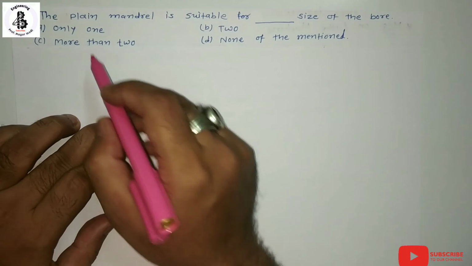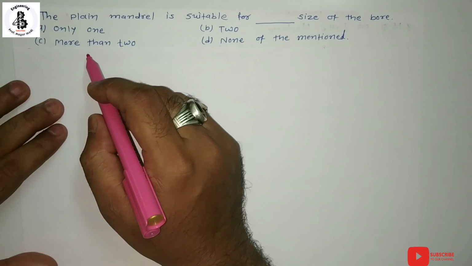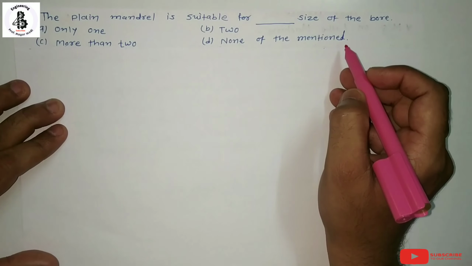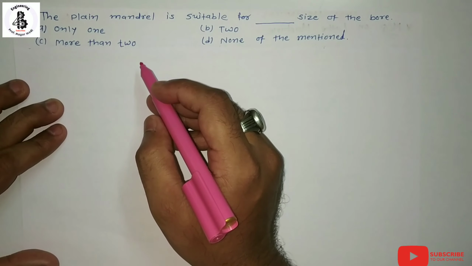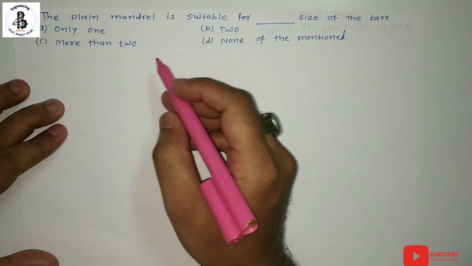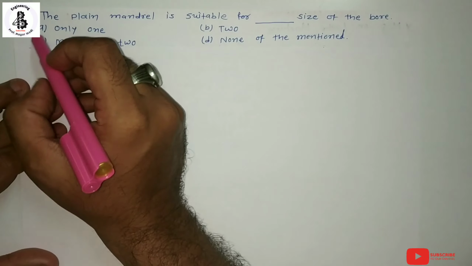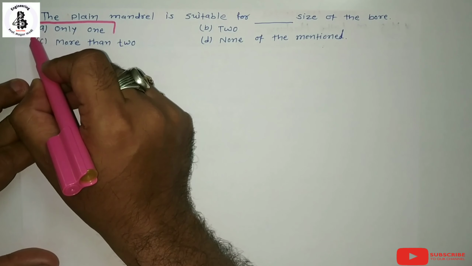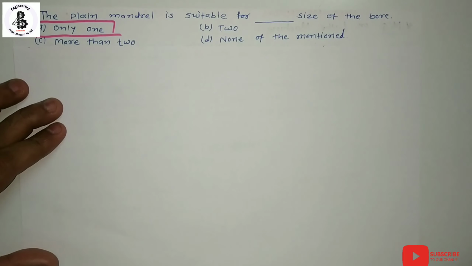Then next question. The plain mandrel is suitable for which size of bore? Option A, only 1; option B, 2; option C, more than 2; and option D, none of the mentioned. The plain mandrel is suitable for only one size of bore, so that will be single. So option A: the plain mandrel is suitable for only one size of bore. Then next question.